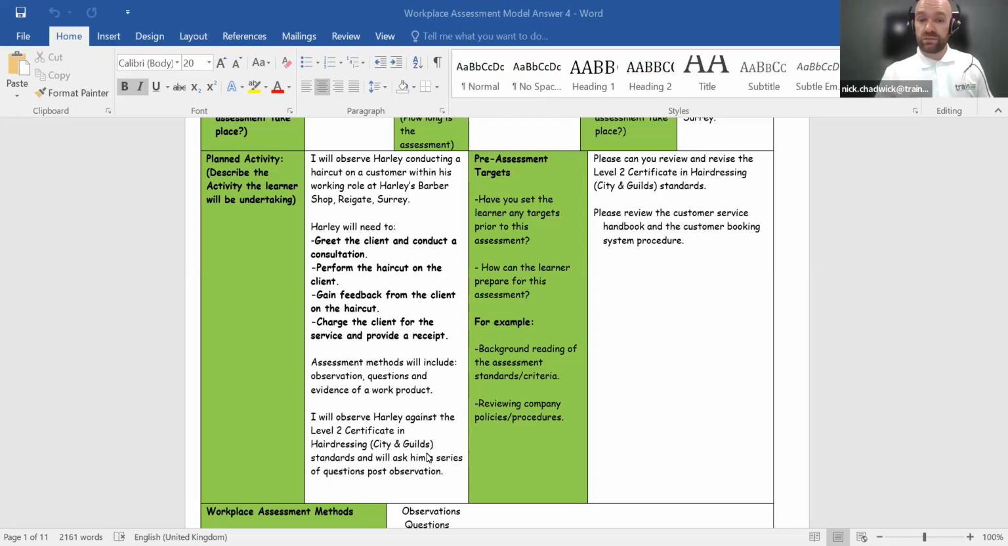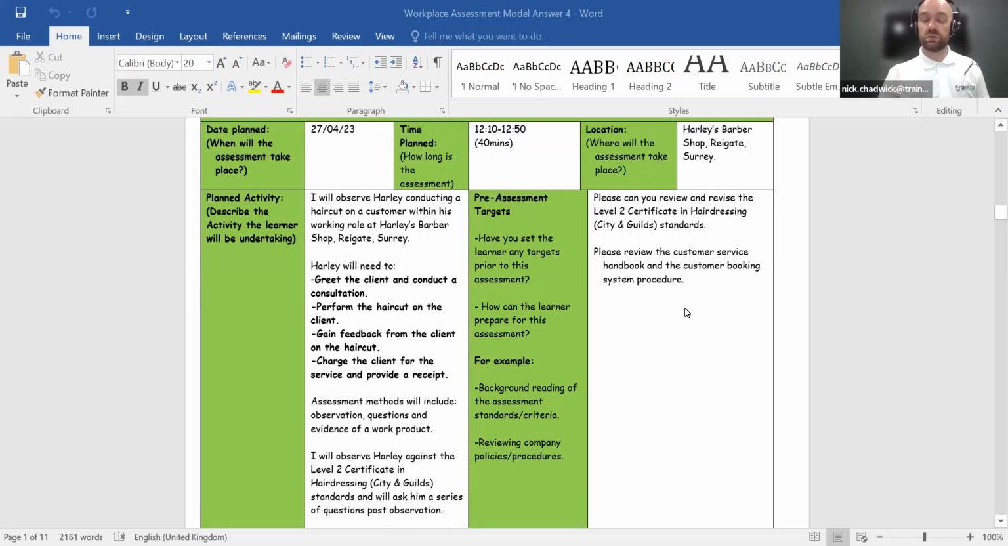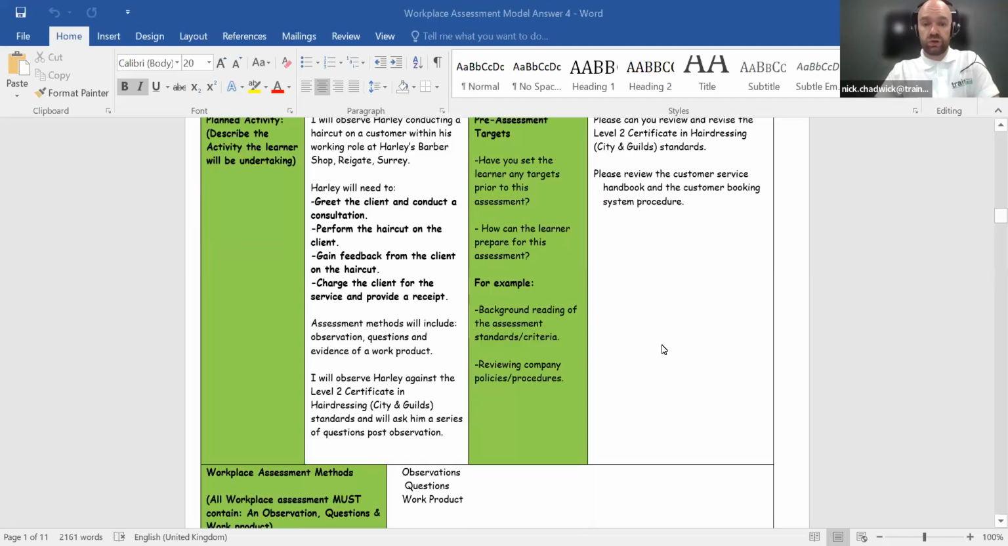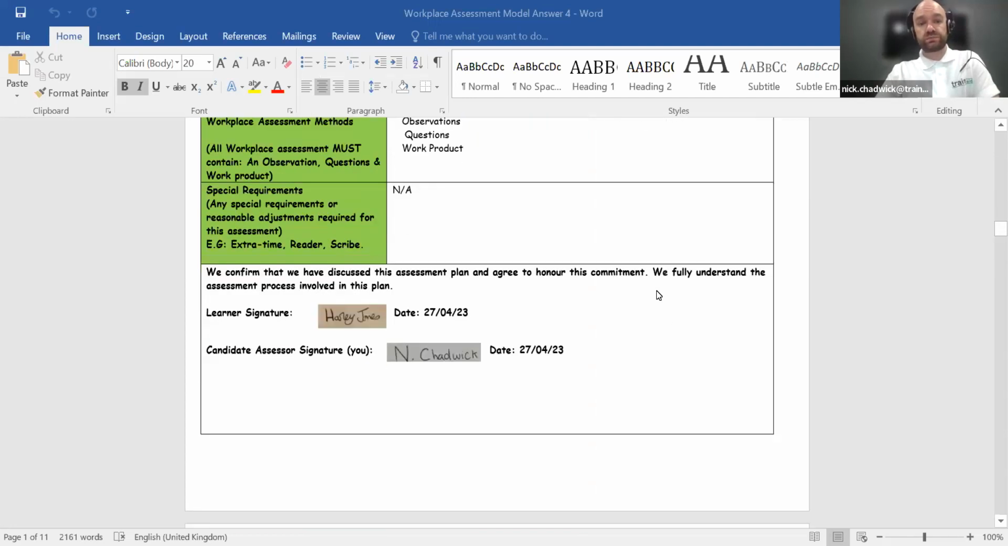On the right-hand side of the form, we have the pre-assessment targets. So it's always good to give your learner perhaps a heads up, and also for you to give them some pointers on what they could do to prepare themselves for the assessment. I have asked Harley to review and revise the latest standards within hairdressing, and also to review the customer service handbook and the customer booking system as well. So perhaps provide your learner with some targets.